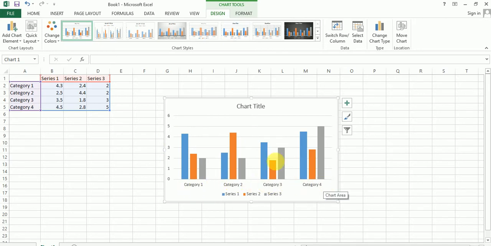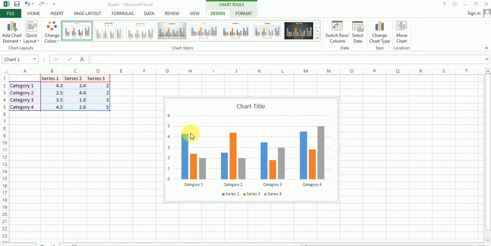So now, types of chart, commonly used chart types. Number 1, column chart; number 2, bar chart; number 3, pie chart; number 4, line chart. Now we discuss the column chart, which I already inserted in MS Excel.